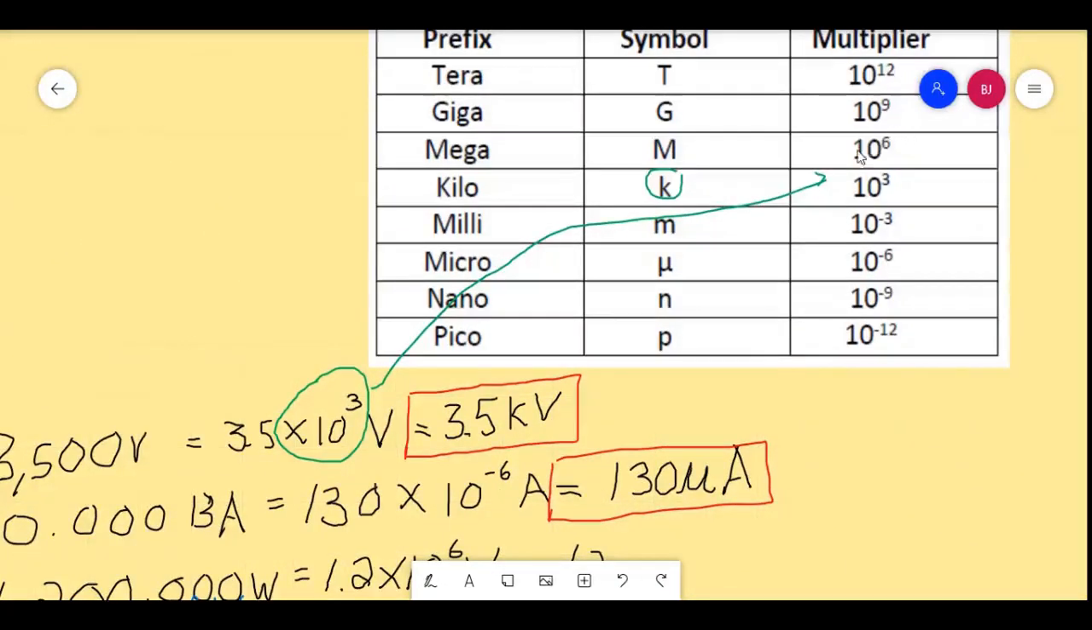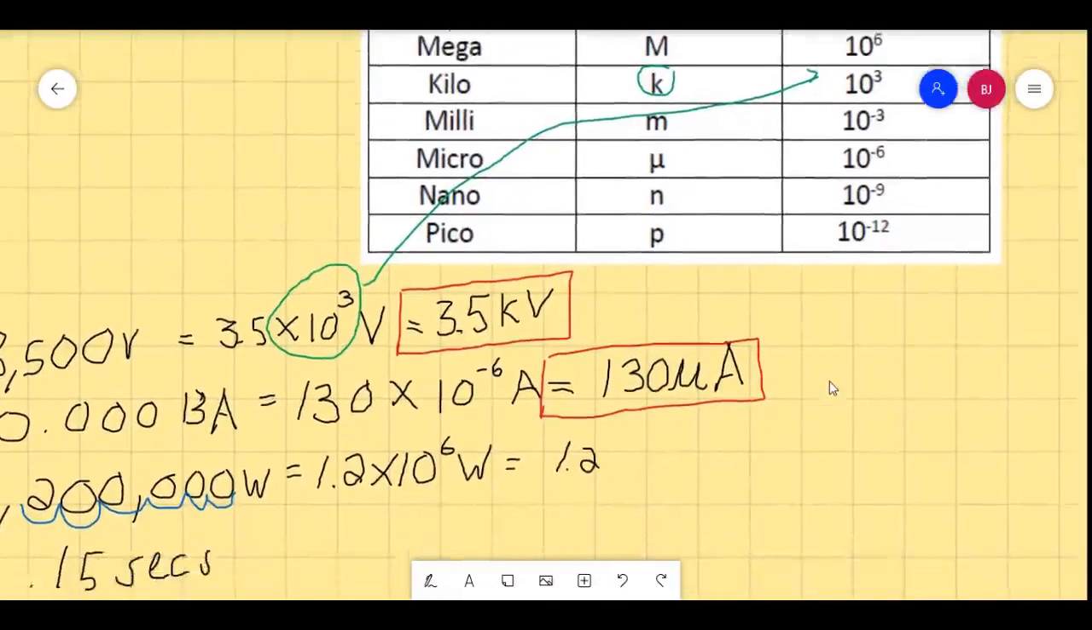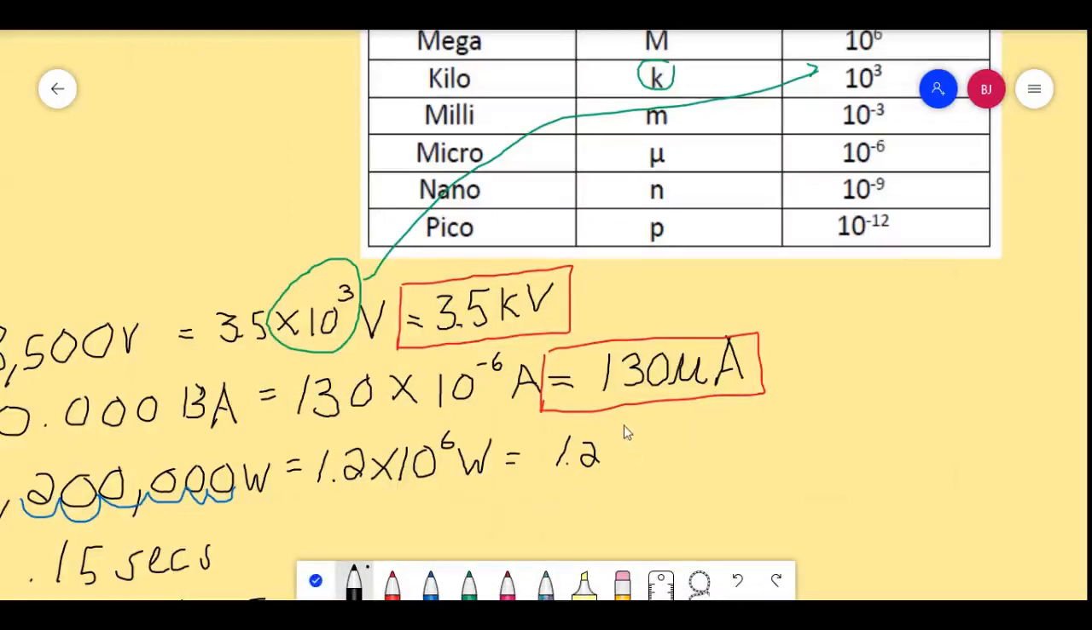And times 10 to the 6 here is the big letter M. So be careful with the big letter M. It is supposed to be mega. The small letter m is milli, and we use the Greek letter mu for micro. So in this case, mega, which is times 10 to the 6. Mega would be our replacement for times 10 to the 6, and the watts. Okay, so this would now be our converted 1.2 megawatts.